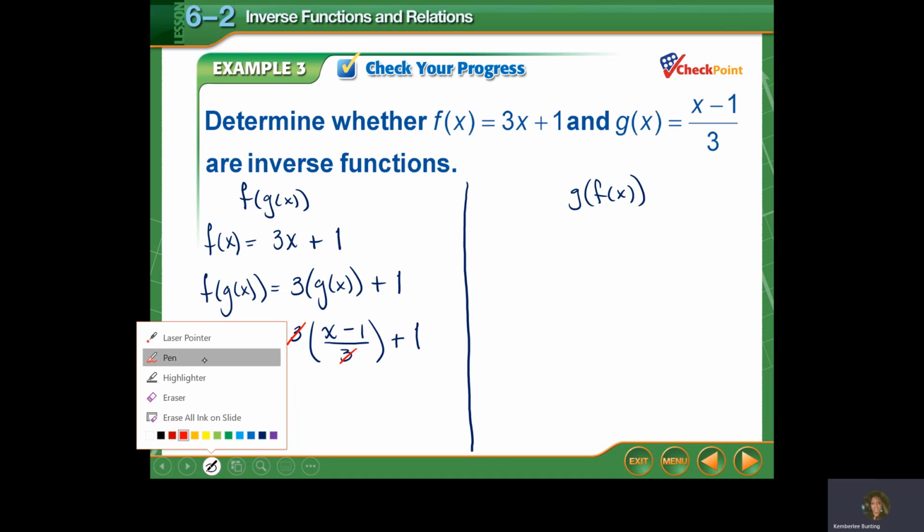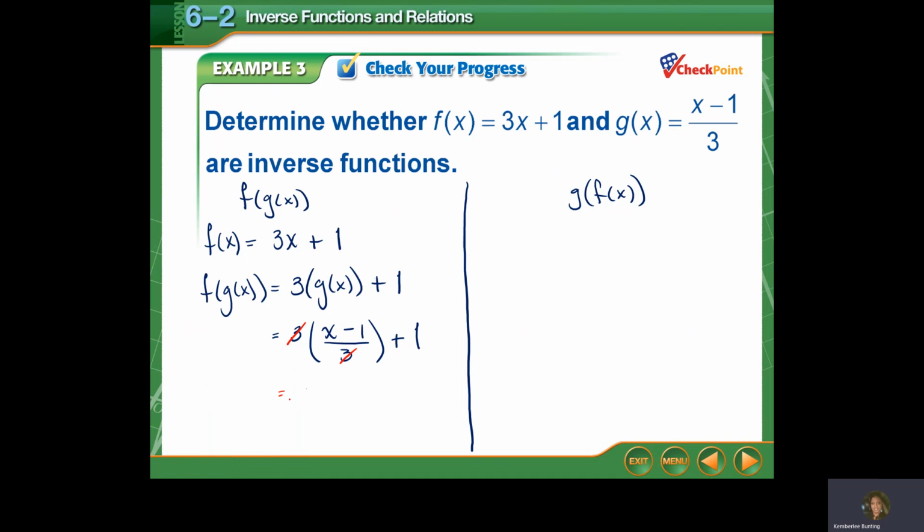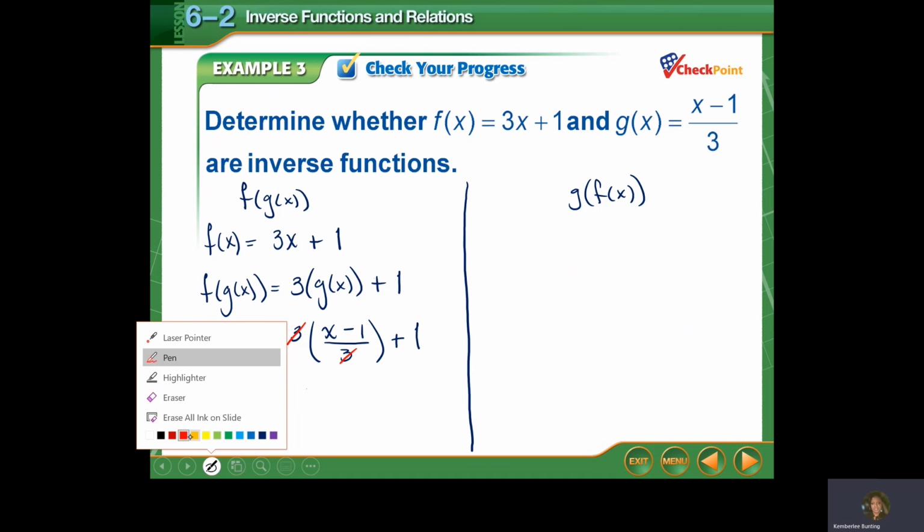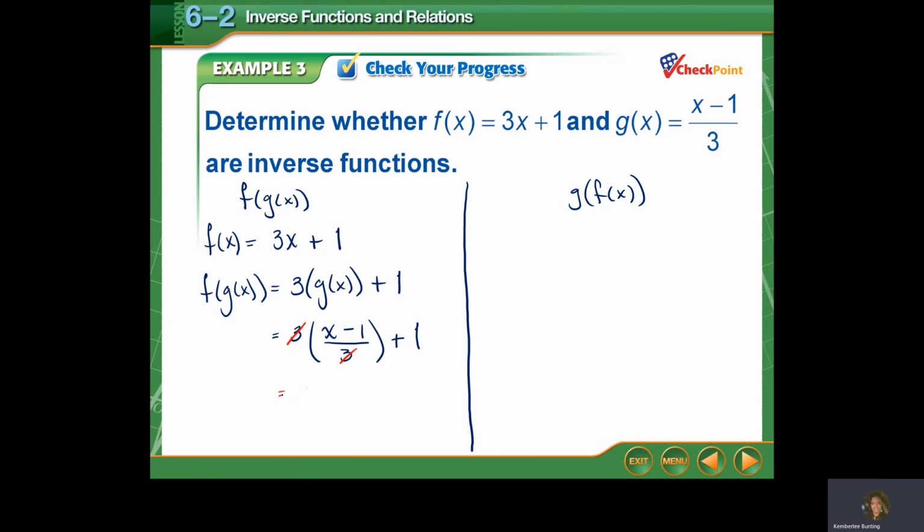And so now I'm left with x, okay? x minus 1 plus 1. Some of y'all left the x off for some reason. Don't do that. Okay, don't do that. So now negative 1 plus 1 would give you what? 0. Cancels out, okay? Equals x.